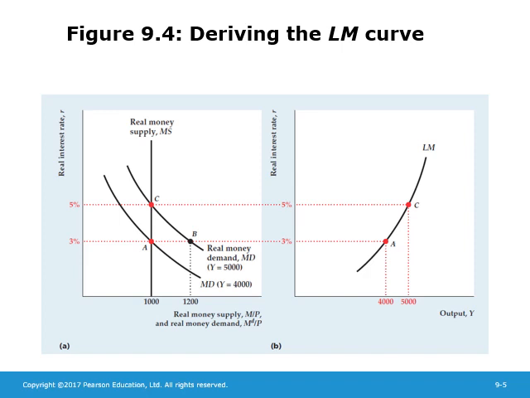So what did you conclude about the shape of the LM curve? It's upward sloping. So it's the opposite of the IS curve. We saw last lecture the IS curve sloping downward. Here the LM curve is sloping upwards because as you increase output, you now have a higher real interest rate, which increased from 3% to 5%. We got this from the intersection between money supply and money demand, which shifted from point A to point C when output increased, which means that the interest rate increased from 3 to 5% when Y increased from 4,000 to 5,000.